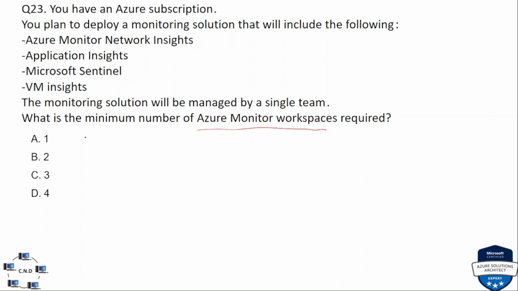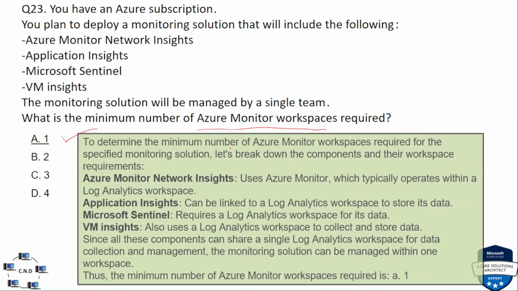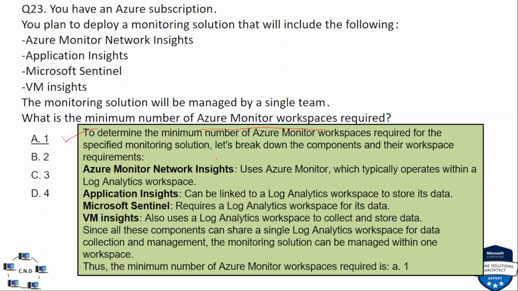So we have to select the correct number of Azure Monitor workspaces, and the correct number is 1. So we require a minimum of 1 Azure workspace. And this is the explanation of this correct option, that why we need just a minimum of one Azure workspace. You can pause the video and read the explanation if you want. I will move forward to the question number 24.